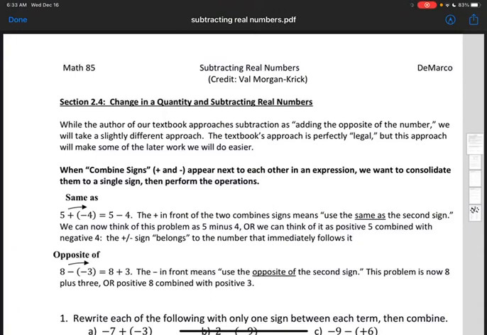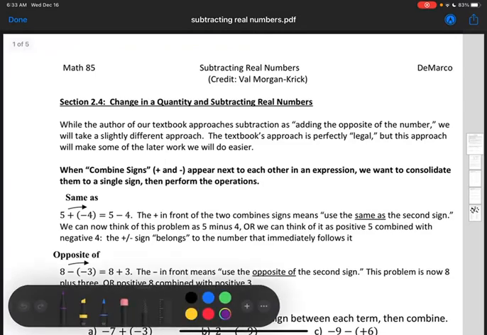Good morning. This is section 2.4, Subtract Real Numbers, part 1. Okay, so let's see what we have going on here. All right, so we talked yesterday about section 2.3 and 2.4. Let's not use any calculators, because we really want to understand these concepts, okay?